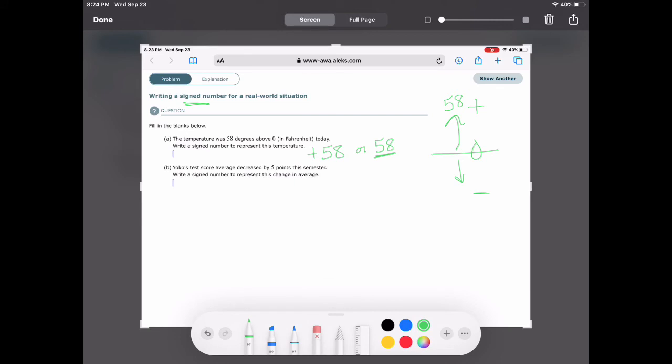Okay, B, Yoko's test score average decreased by 5 points this semester. So decrease is negative. That means it's going down, minus. So we're going to call that -5. We do need the minus, otherwise we would assume it was positive. So you're going to type in -5.